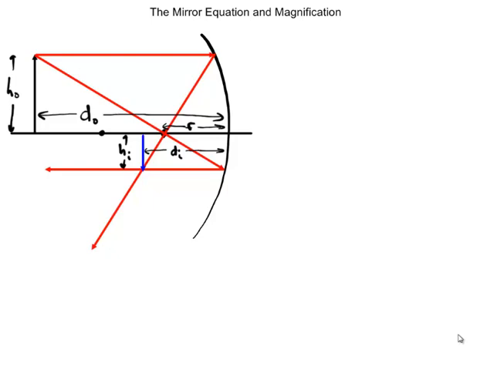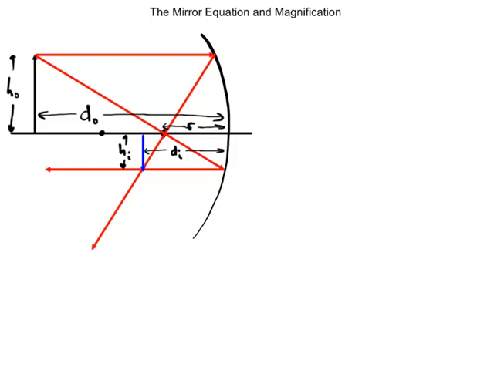Sometimes in the problems we do, the focal length of the mirror isn't given. What's instead given is what's known as the radius of curvature. These are spherical mirrors, so they actually have a radius like a sphere would. It turns out the focal length has a very simple relationship to the radius of curvature. It's half that.